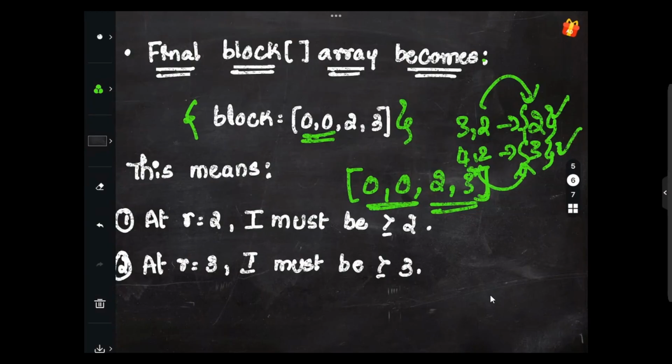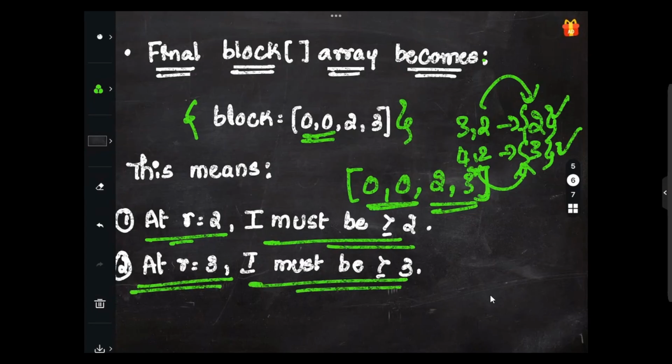This means theoretically they have given that at r equals 2, I must be greater than or equal to 2. When r equals 3, I must be greater than or equal to 3. So just remember this part, right?